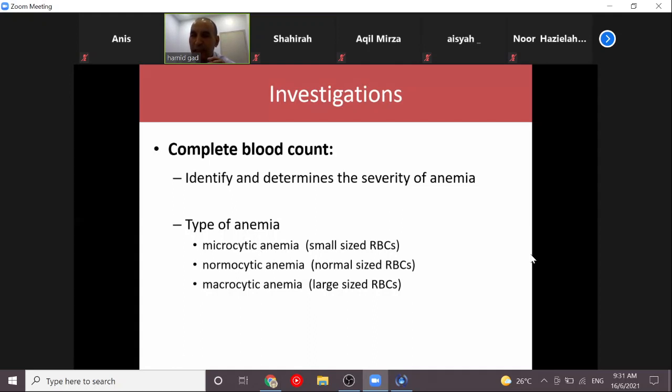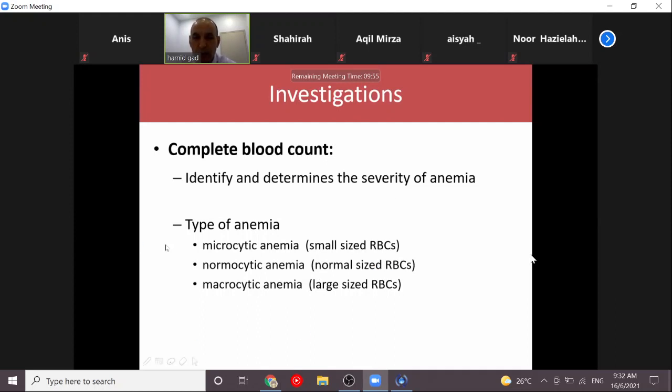Microcytic means that the size of the red blood cell is smaller than normal. The normal size is 7.5 micrometers in diameter, so it might be smaller than normal. This is called microcytic anemia. So microcytic anemia means hemoglobin is low and the red blood cell is lower than normal. Or normocytic anemia or macrocytic anemia.